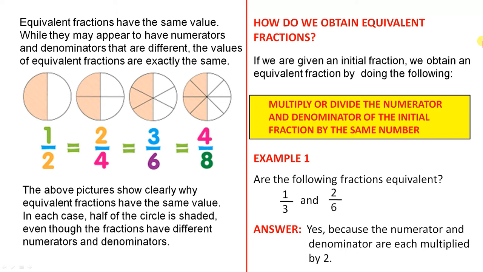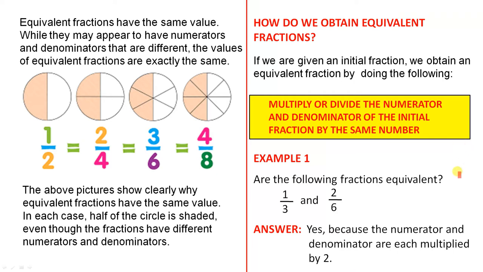How do we obtain equivalent fractions? If we are given an initial fraction, we obtain an equivalent fraction by doing the following. Multiply or divide the numerator and denominator of the initial fraction by the same number.